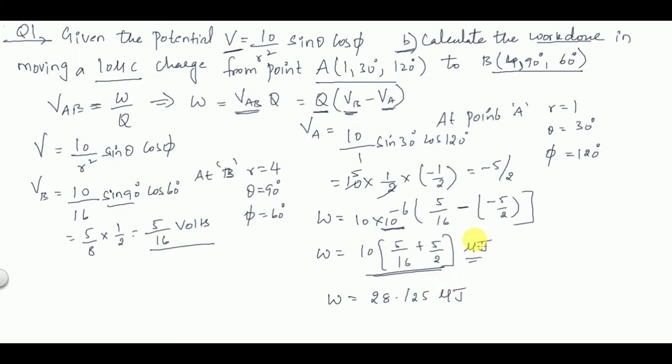Okay, so this is how we can calculate the work done. If you are given points and potential, just find the VA value and VB value. So W is equal to Q into (VB minus VA). Okay, so if you remember all the formulas correctly, then you can solve any problem regarding potential, right?